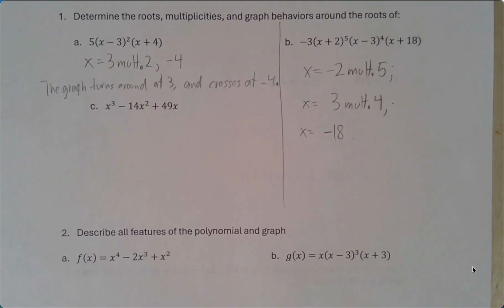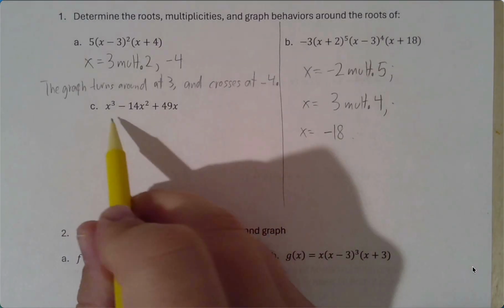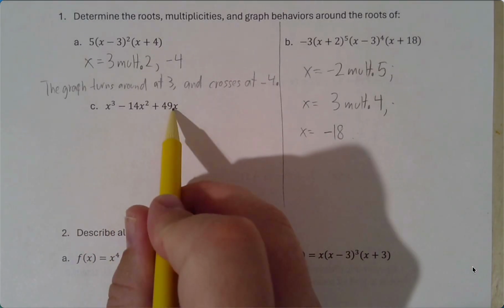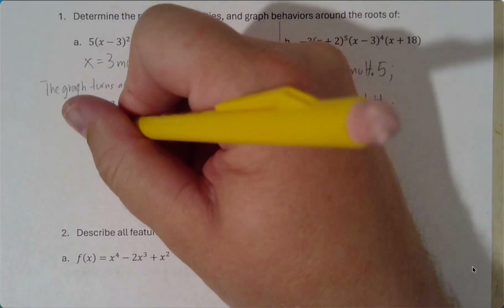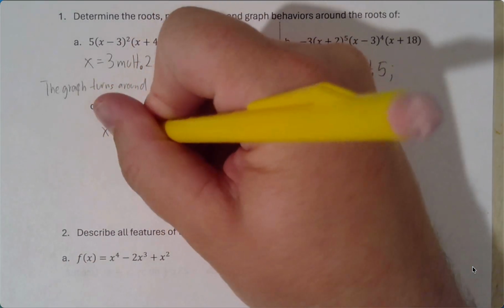Now we get to this last one, which unfortunately is not factored out for us. And the short answer is we're not going to be able to determine these roots at all unless we do factor it out. So here we go. Thankfully, each one of these terms shares something. They all have at least one power of x, so I can factor that out.